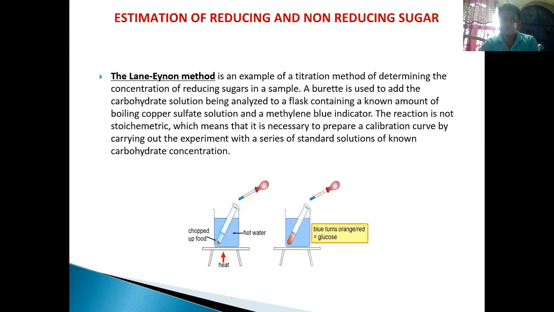non-reducing sugar. Now, estimation of reducing and non-reducing sugars. Basically, the famous scientist Lane and Eynon very sincerely estimated the amount of reducing and non-reducing sugars from samples by the titration method using Fehling's solution, Fehling A and Fehling B, which is done in your lab. So please carefully notice it in your lab.